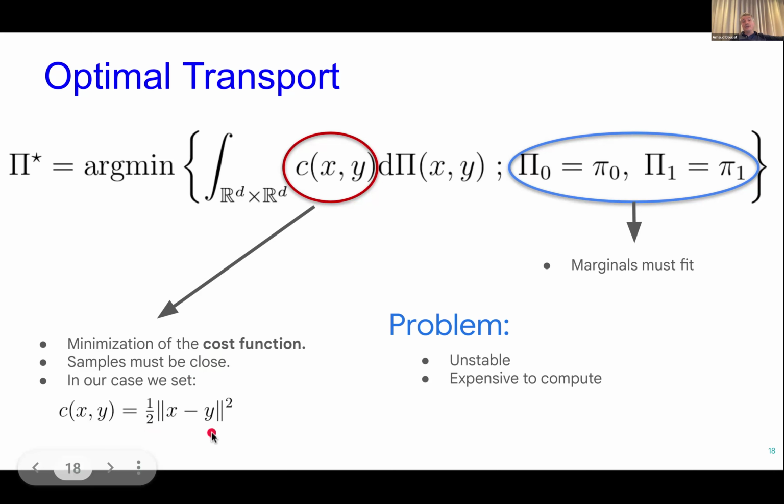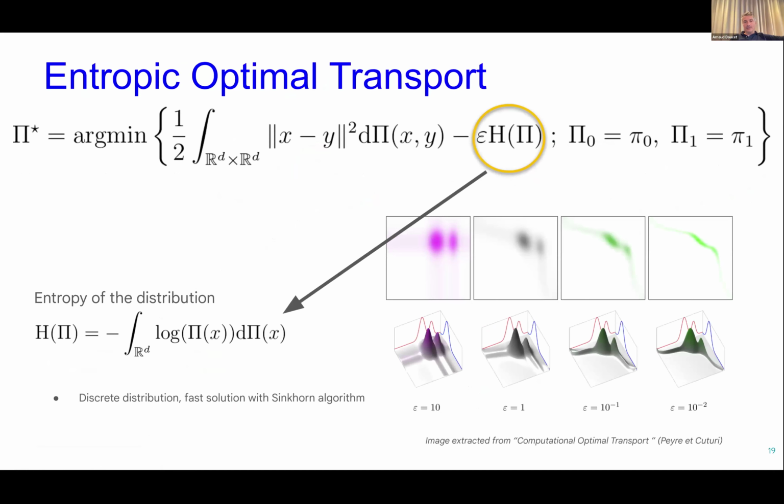I know from theory that if I could solve this problem, there's a dynamic formulation of it. I'm not going to have time to describe it right now, but essentially I would have an ODE with straight paths. So that would be great. The problem is that optimal transport is difficult to solve. It's unstable and expensive to compute. So we're going to come up with some kind of relaxation.